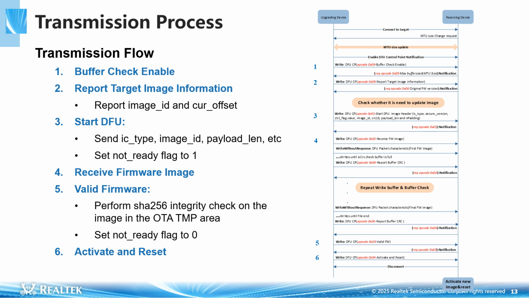The fourth step is receiving the firmware. The device will receive the entire firmware file. The fifth step involves verifying the integrity of the firmware. Once the firmware is received, its integrity is checked using the SHA-256 algorithm to ensure it hasn't been tampered with and is valid. Upon successful verification, the Not Ready flag is reset to 0. The final step is activating the new firmware. After the device activates the new firmware, it will automatically restart to run the latest version. This series of steps ensures the OTA upgrade process is secure and effective.